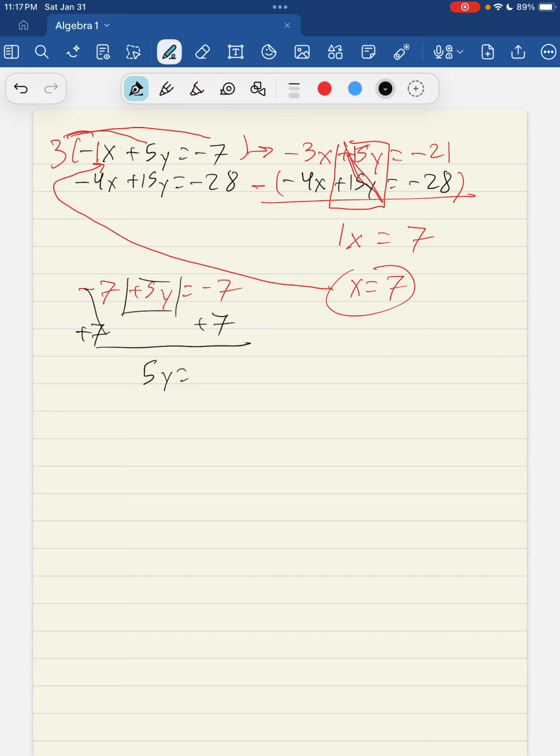5y equals -7 plus 7 is 0. We want to get the y by itself. We can just divide both sides by 5, and y equals 0. Boom. That's okay if a variable equals 0. Answer in terms of x comma y. So we're going to go 7, 0. That's it.